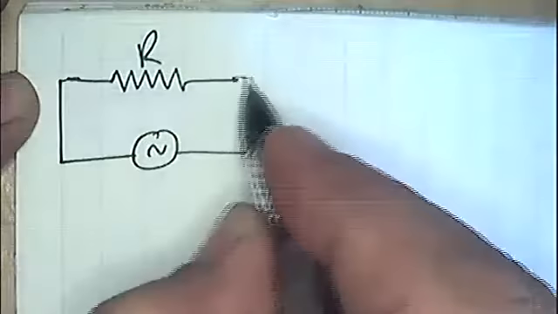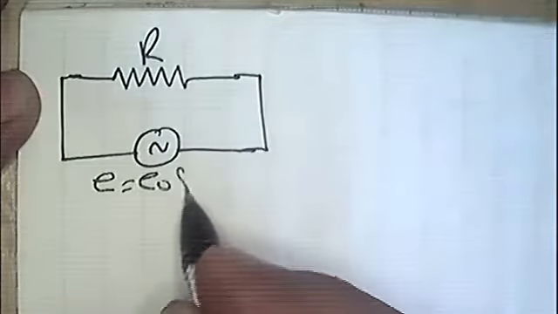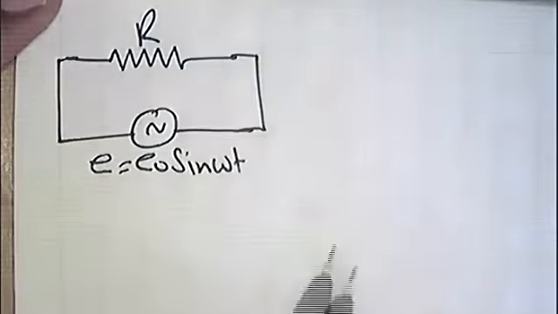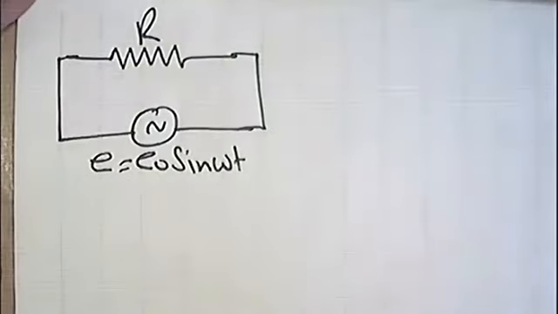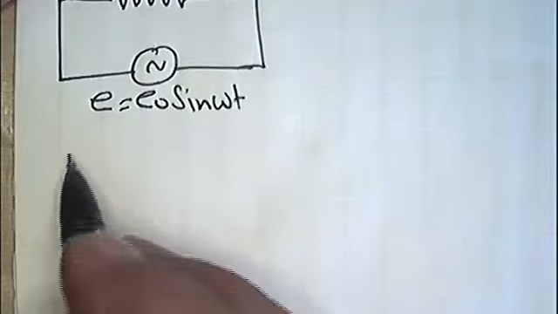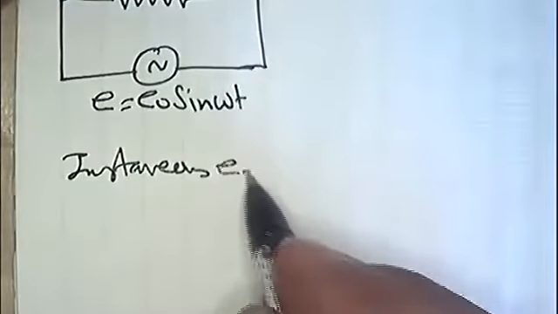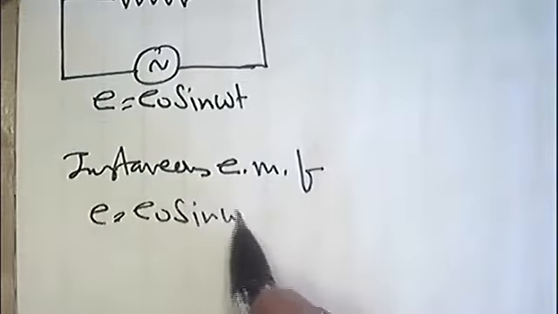This is a pure resistor R connected to a source of alternating EMF. Whenever you draw a source of alternating EMF in an AC circuit, you have to mention E equals E naught sin omega t. So what is the instantaneous EMF? Instantaneous EMF E equals E naught sin omega t.